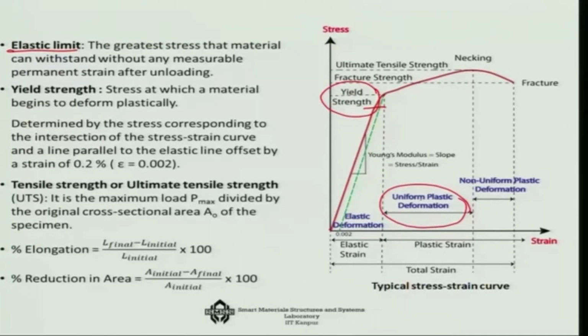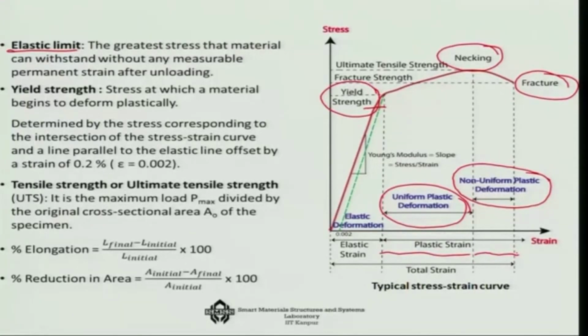Now, if I increase the load further, something like a necking phenomenon would start to happen, and then the material will go to fracture. That is what generally happens for a ductile material. Beyond that necking point, what you get is non-uniform plastic deformation. So, the plastic strain itself can be divided into two parts: first, uniform plastic deformation, and then non-uniform plastic deformation till failure. That is what we will find in the system.